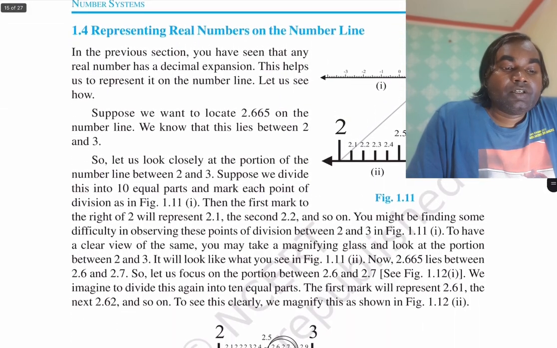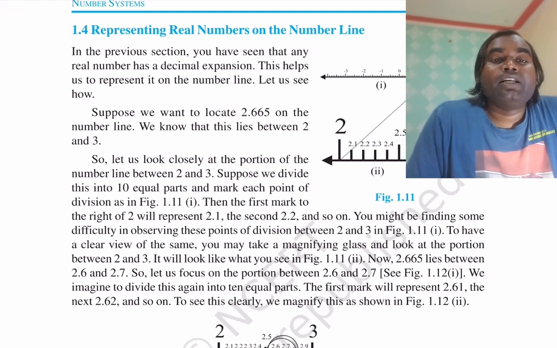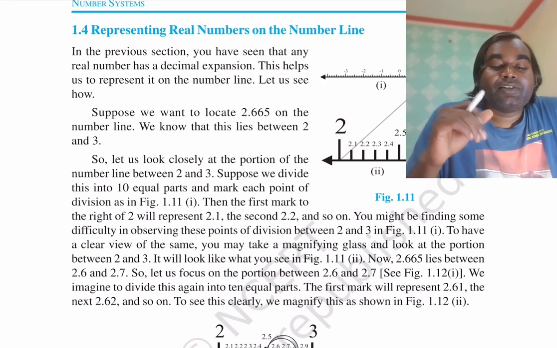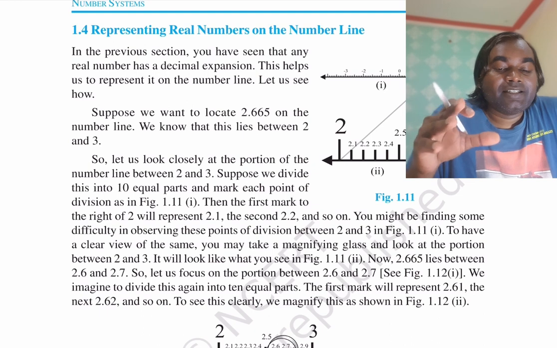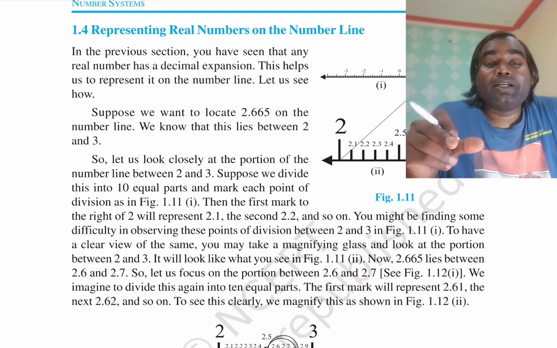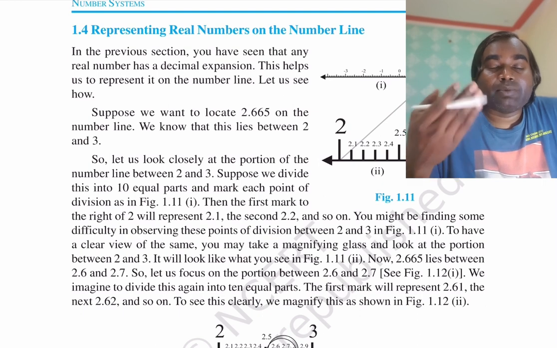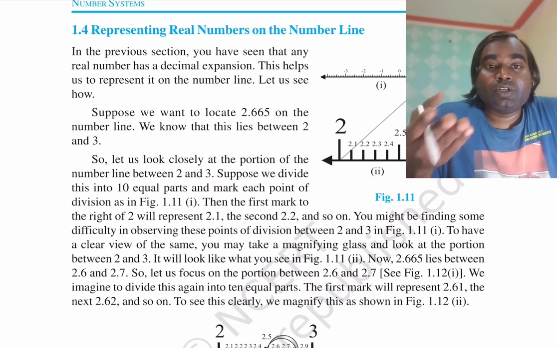Now, representing real numbers on the real number line. How can you represent real numbers on the number line? There is a trick here. You can represent real numbers, that means rational and irrational, any real number, and you have to represent that number on the number line.